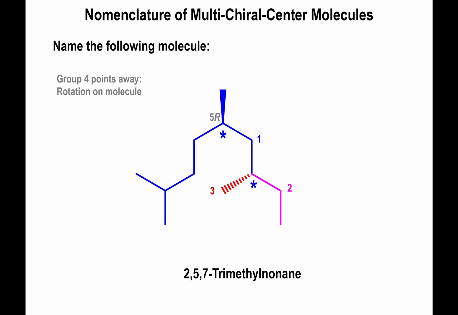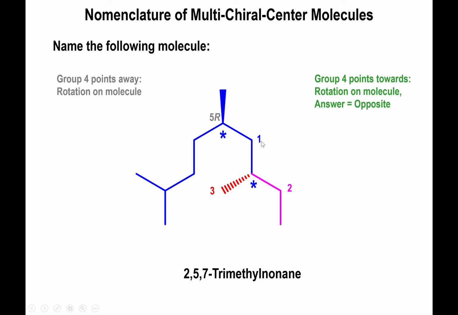Now here, since the bond is dashed, what this tells us is that the hydrogen that's still bound to this chiral center is going to be pointing towards us. So whatever the rotation is here, the actual rotation is the opposite.